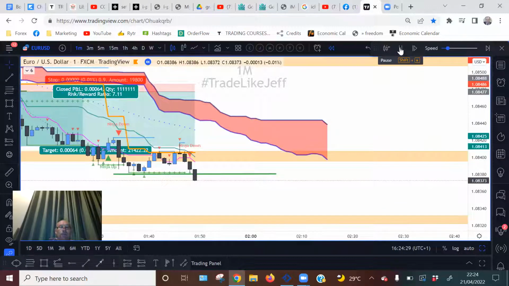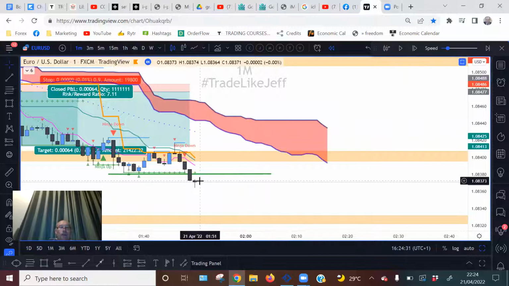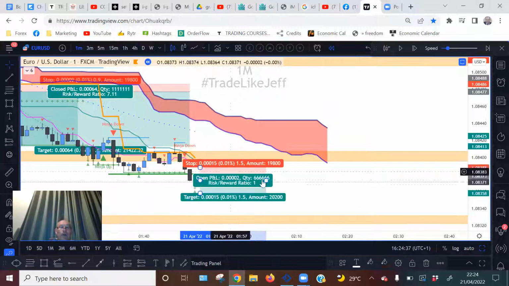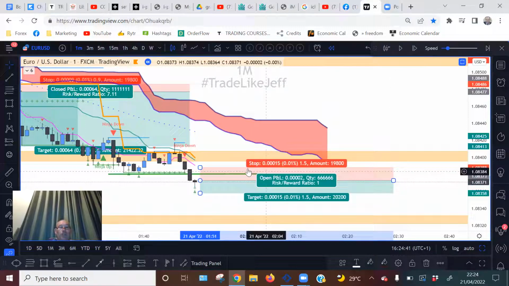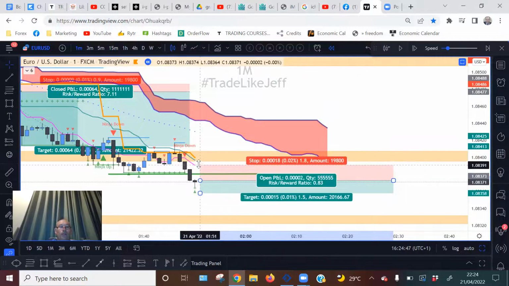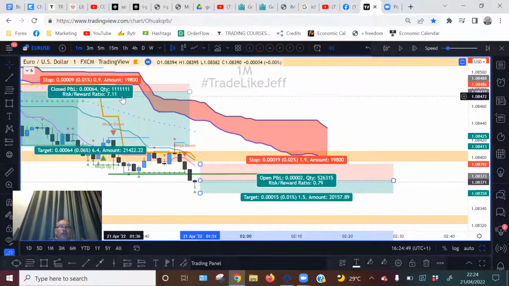Not yet, ladies and gentlemen. Right there, that candle there. Why? Because it's the first full candle below the line. So, stop loss, just above there. Super tight. You already got a big percentage there, you can leave it. If you want to do a 0.5%, you can. So let's just see what happens.